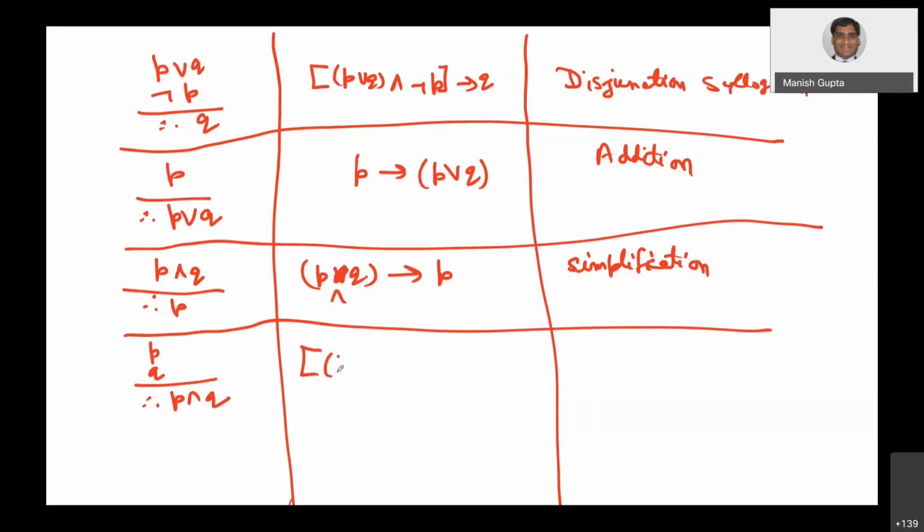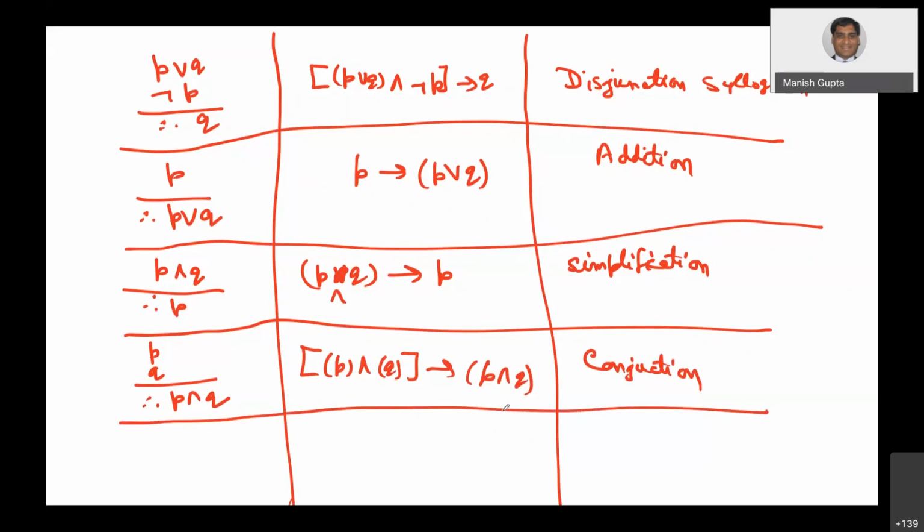Then we have P is true, Q is true, therefore P meet Q is true. This is known as conjunction. And finally, the last one: P join Q, negation of P join R, therefore Q join R. So this is P join Q, negation of P join R, therefore Q join R. This is resolution.